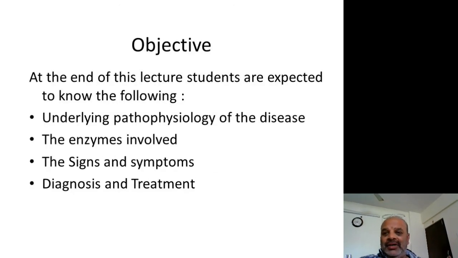Looking at the objectives of this lecture, basically what is expected from the student to know at the end of this lecture is they should know the pathophysiology of the disease, the enzymes that are involved, the signs and symptoms that you see in the patients, and how to diagnose and treat them. So these are the basic things that we expect, or the outcome of this lecture should be that students should be able to answer all these things easily.